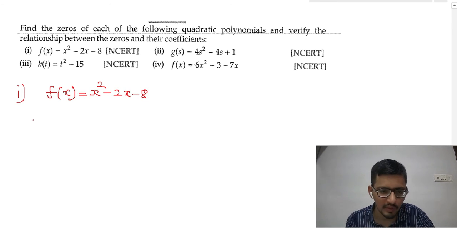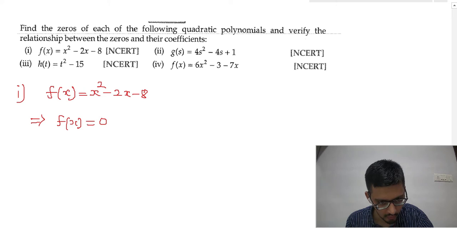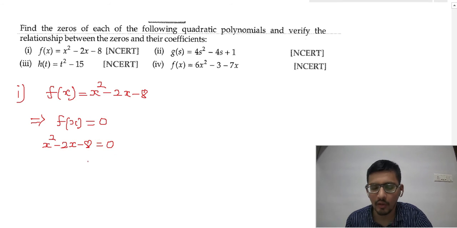For that purpose, as I told the steps, first of all, if you want to find the zeros of any polynomial, take the polynomial equal to 0, f(x) equal to 0. What is f(x)? x square minus 2x minus 8 equal to 0. Now we know how to factorize these, right? So what is the step? One more time I will explain.